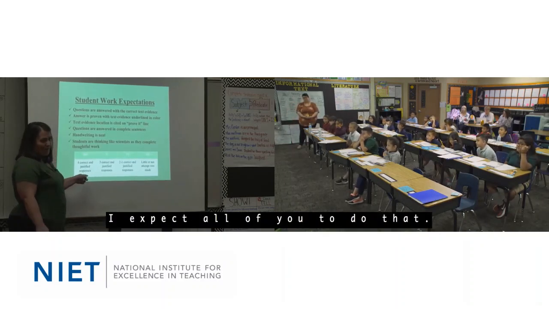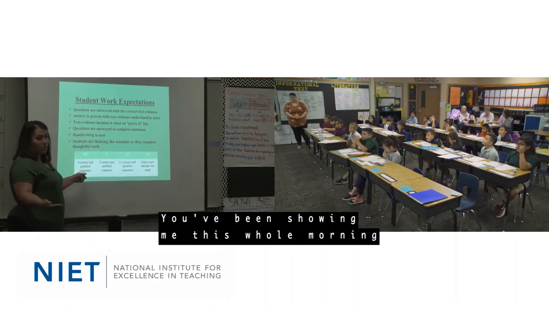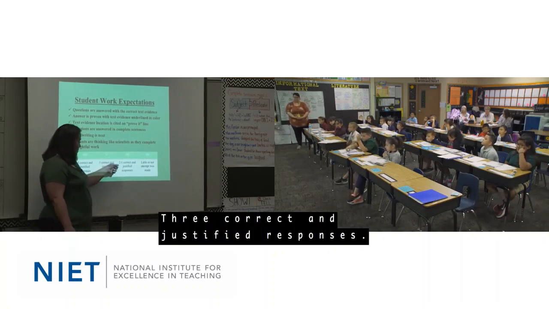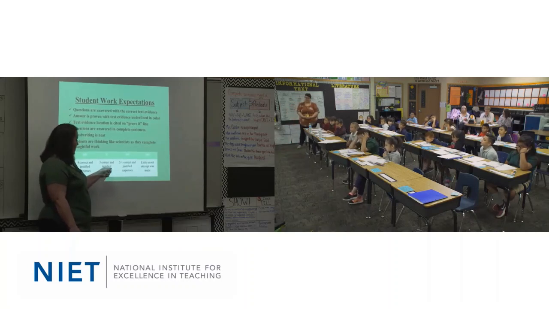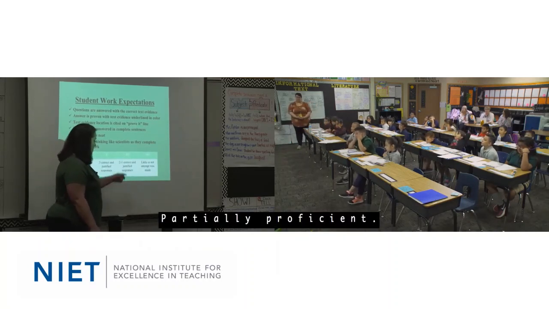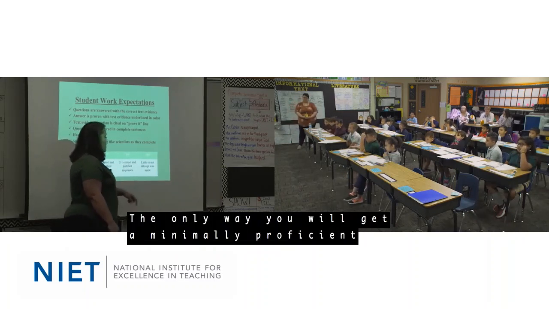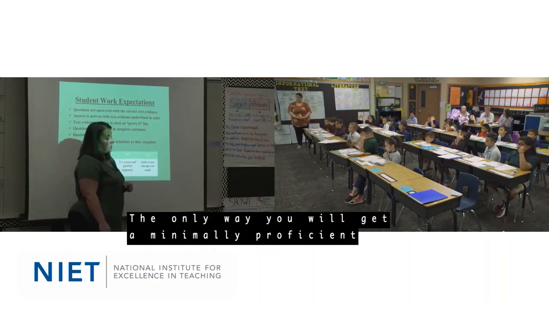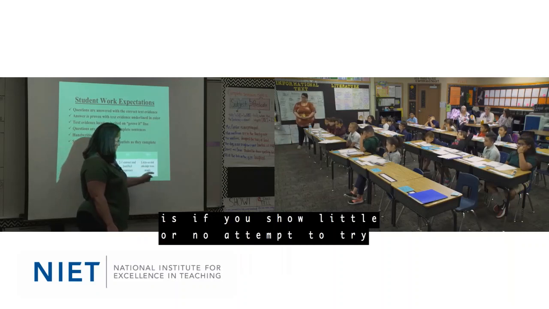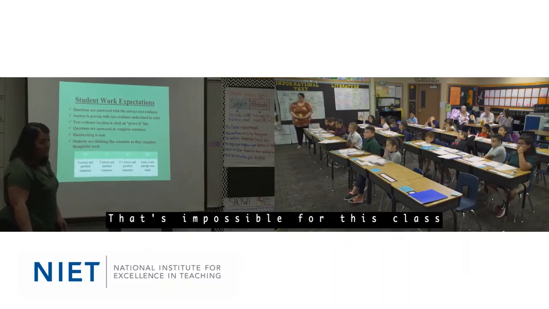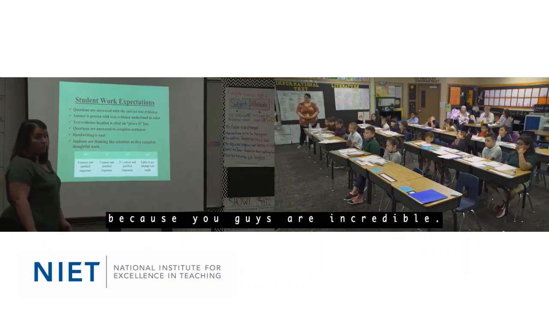That is no problem at all. I expect all of you to do that. You've been showing me this whole morning. You know how to do this. Proficient, three correct and justified responses. Partially proficient, one or two correct and justified responses. The only way you will get a minimally proficient is if you show little or no attempt to try and follow the directions and do your best. That's impossible for this class because you guys are incredible.